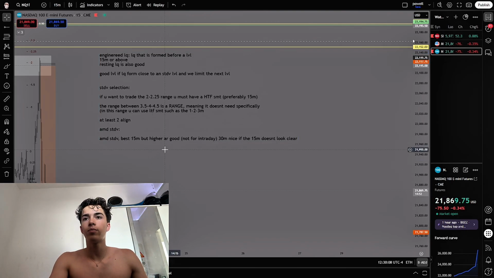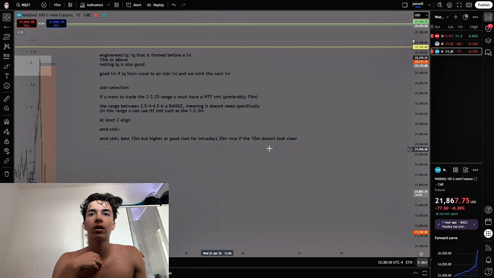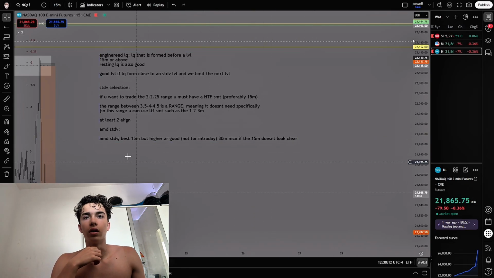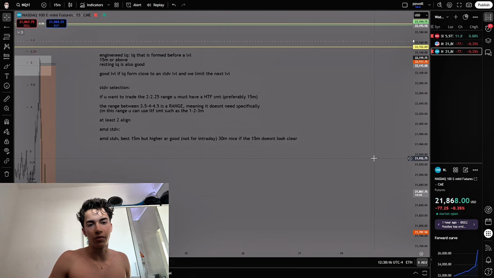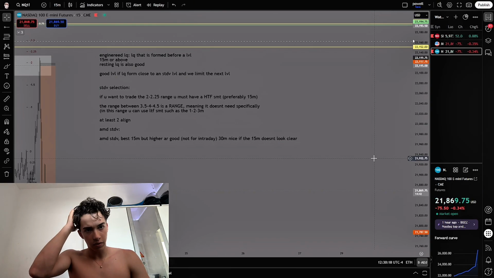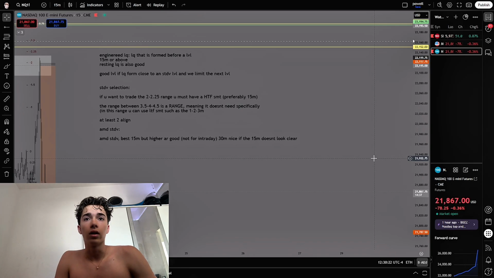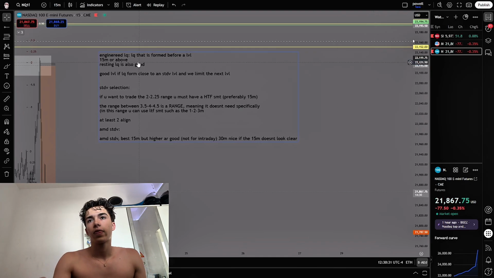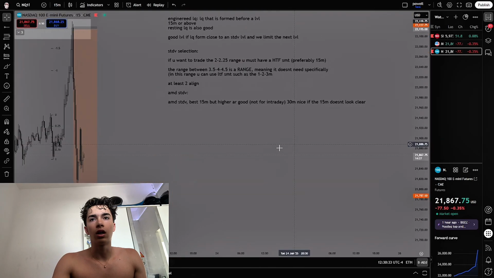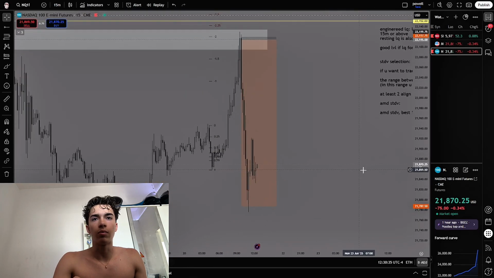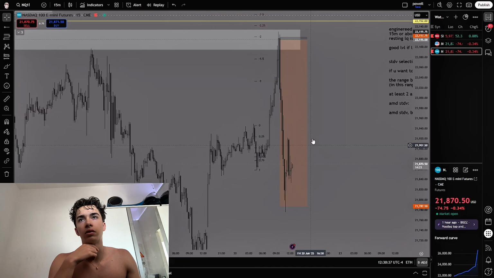Okay, very simple. Best is 15 minutes, but higher is good, not for intraday. So if you want to trade intraday, you need the 15-minute standard deviation AMD. 30 minutes is also nice when the 15 minute doesn't look as clear, as good. Okay, these are the notes. Now let's just jump into some examples, because if not you will not understand.